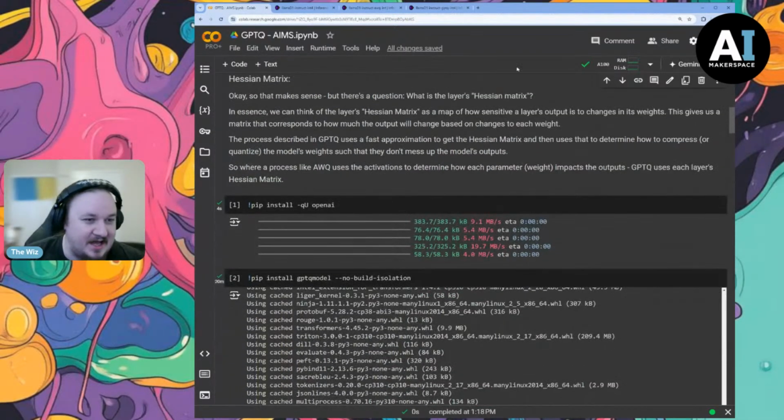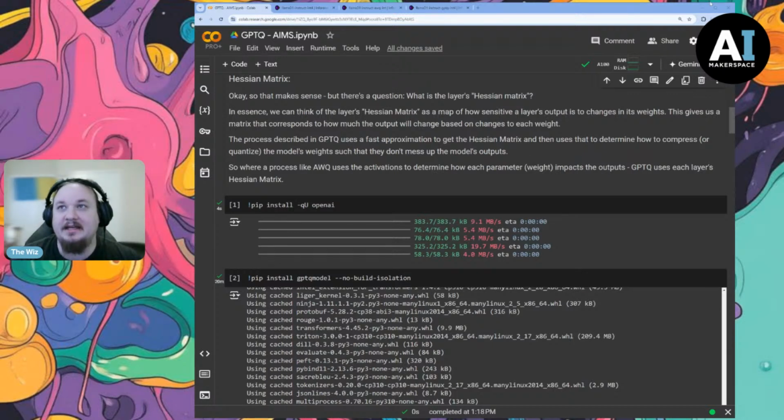So what is the Hessian matrix? Well, as Greg told us, it's just a map that says which weights are most important. And instead of using activation-aware quantization, we use fancy math to get there. That's the only difference. For the code, these are all just functions that we implement, so there's no real difference.